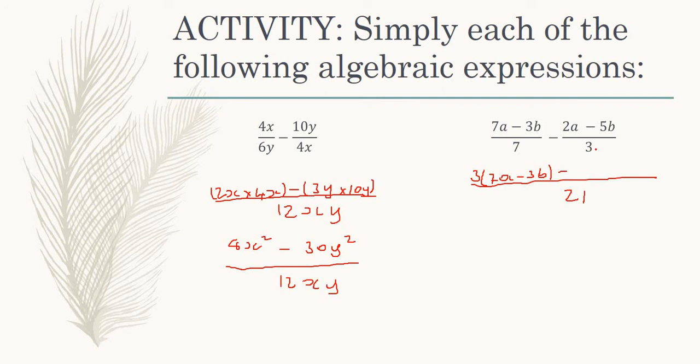Then repeat the process. How many groups of 3 can we get out of 21? That's going to be 7. What should we do with the 7? Take the 7 to multiply our numerator here, which is 2a minus 5b.